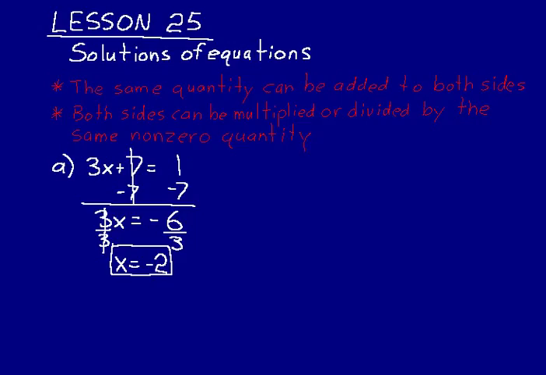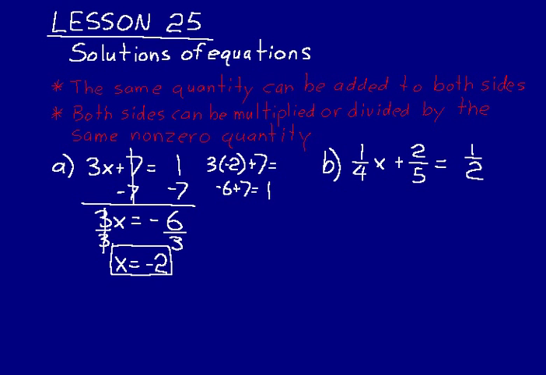On a more complicated equation like this, sometimes it's a good idea to check your work, and you can do that just by substituting your solution back into the expression on the left. And so we would have 3 times negative 2 plus 7. And so that's equal to negative 6 plus 7, which equals a positive 1. That's the number on the right side of the equal sign, and so we have the right solution there.